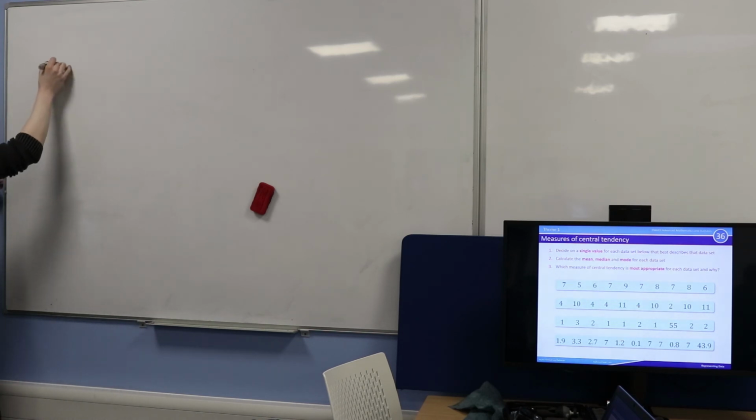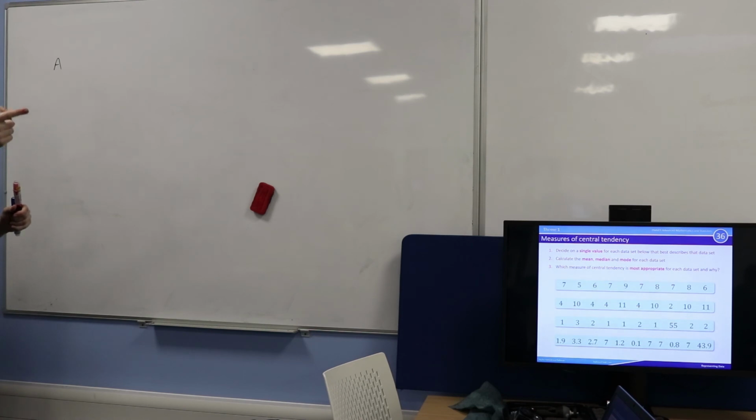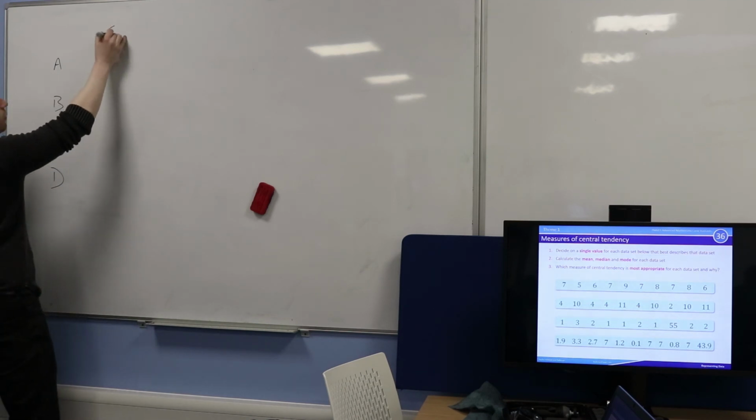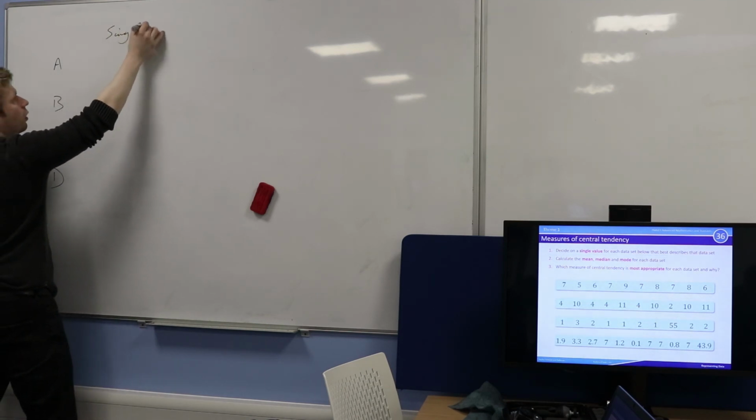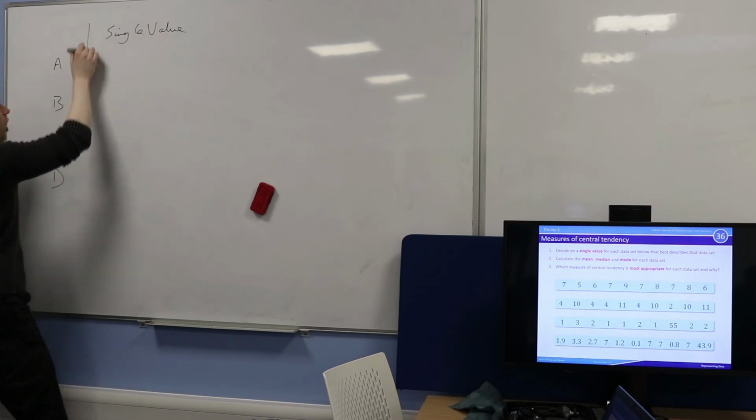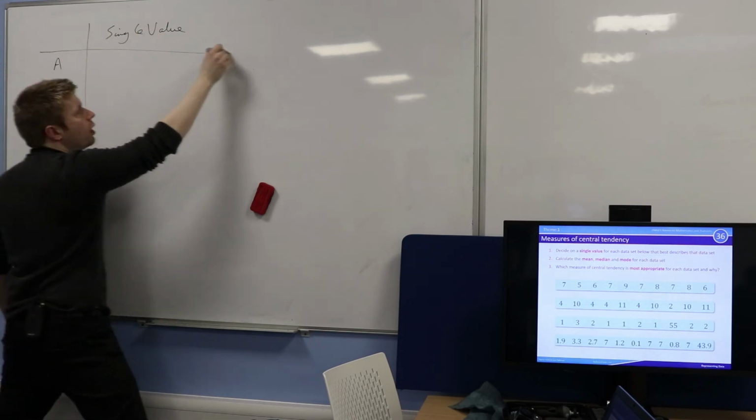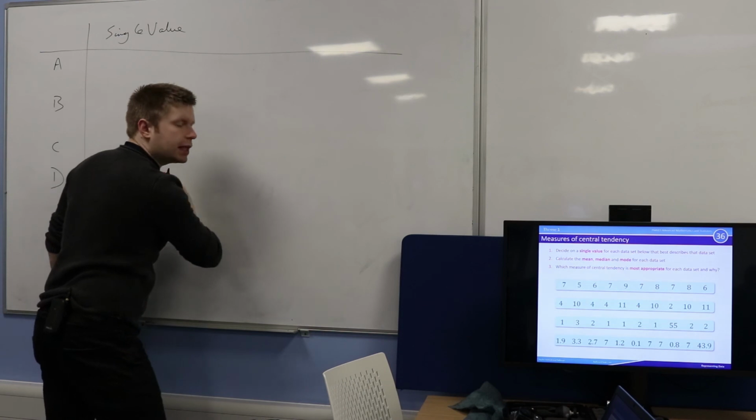So let's suppose the first data set is data set A, the 7, 5, 6, 7, 9, etc., etc. Data set B will be the next one down. Data set C will be the third one down, and data set D will be the bottom one, okay? So first of all, I asked you to decide on a single value that you think best represents each of these data sets.